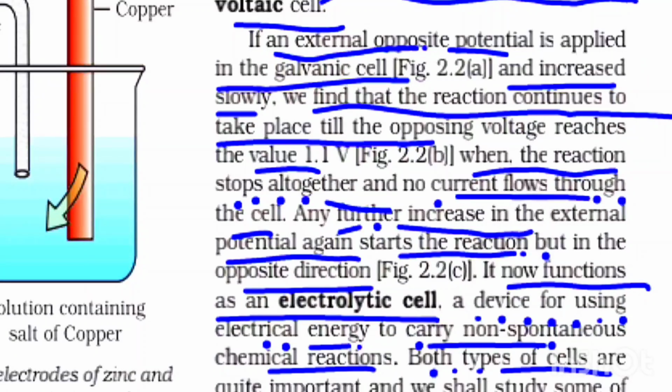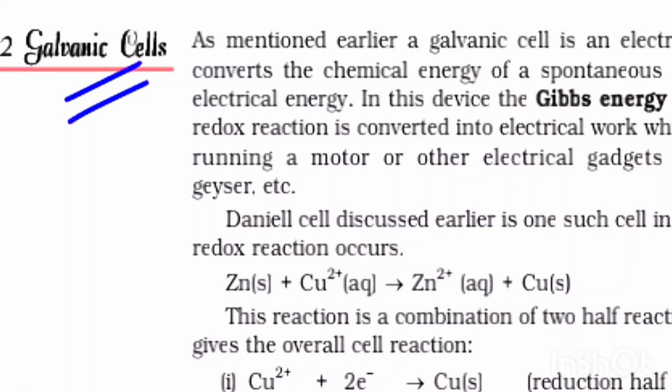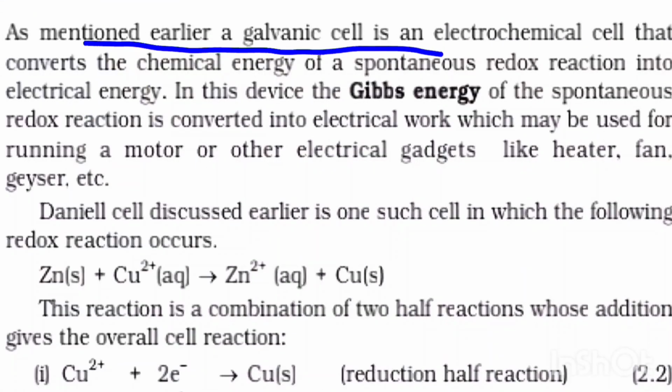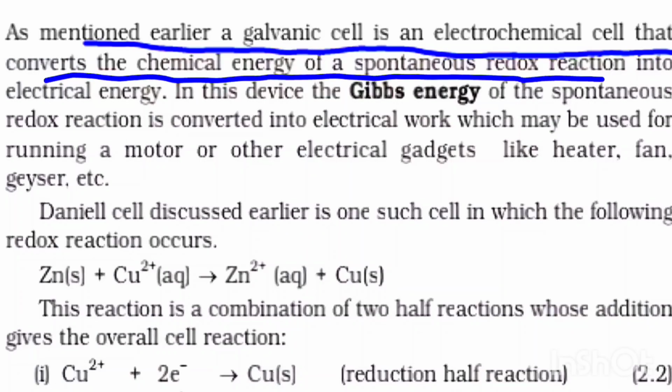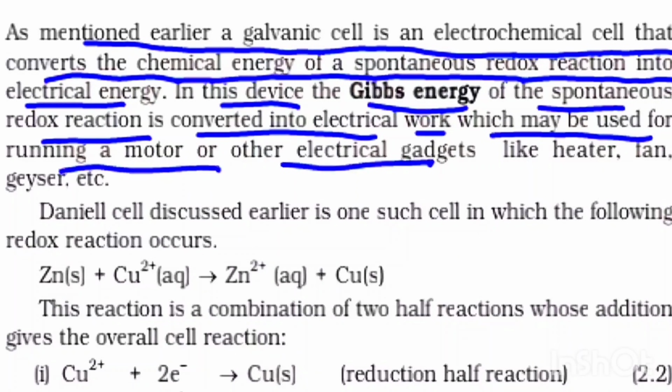Both types of cells are quite important, and we shall study some of their salient features in the following pages. Galvanic cell. As mentioned earlier, a galvanic cell is an electrochemical cell that converts the chemical energy of a spontaneous redox reaction into electrical energy. In this device, the Gibbs energy of the spontaneous redox reaction is converted into electrical work, which may be used for running a motor or other electrical gadgets like heater, fan, or geyser, etc.